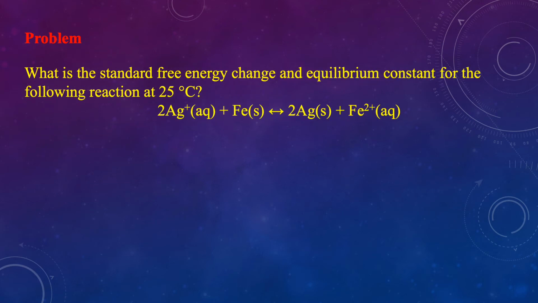To practice on these relationships and apply them, let's solve one of the problems. The question says, what's the standard free energy change, delta G naught, and the equilibrium constant for the following reaction at 25 Celsius? 2Ag+ plus Fe forms 2Ag plus Fe2+.